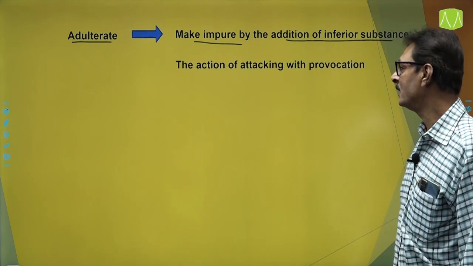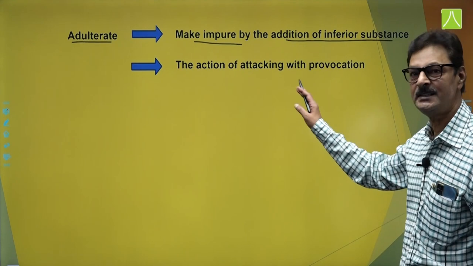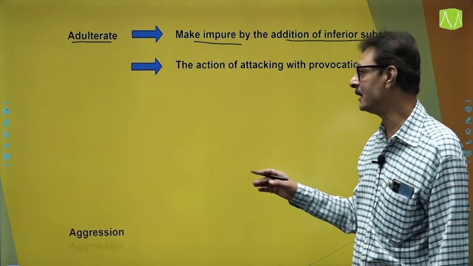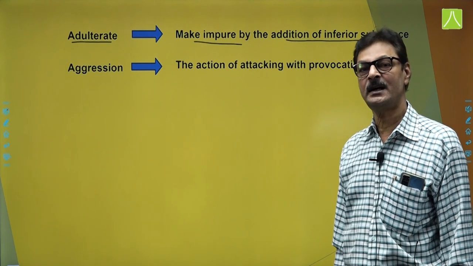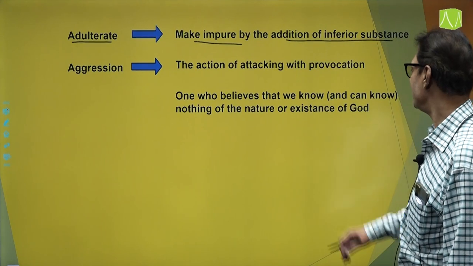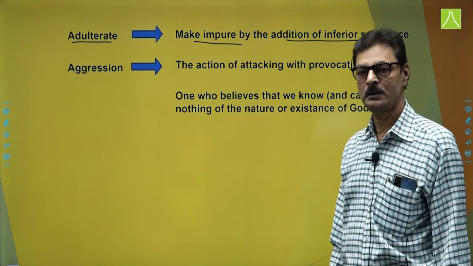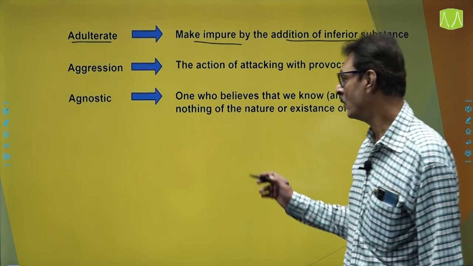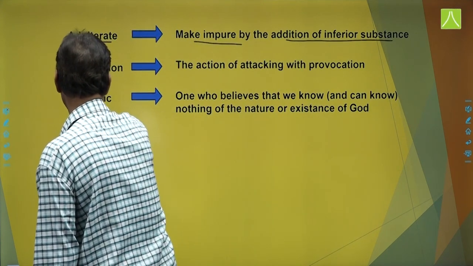Next one, the action of attacking with provocation. And iska answer, yes, ye sahi tarika hai. What is the action of attacking with provocation? Kisi ko uksane ke baad attack karna is aggression. That is called aggression. One who believes that we know and can know nothing of the nature of existence of God. Meaning kya rahega iska? Agnostic. Now, ये वर्ड स्टूडेंट्स के दिमाग में आ सकता है.